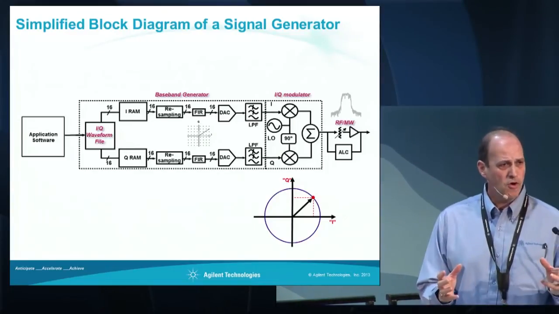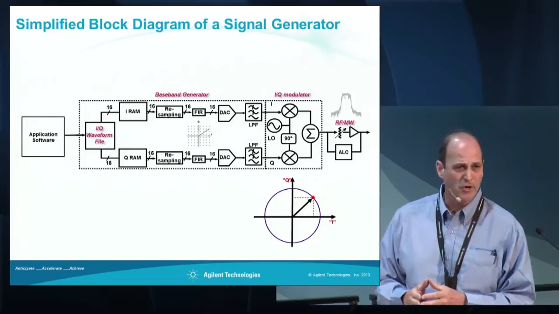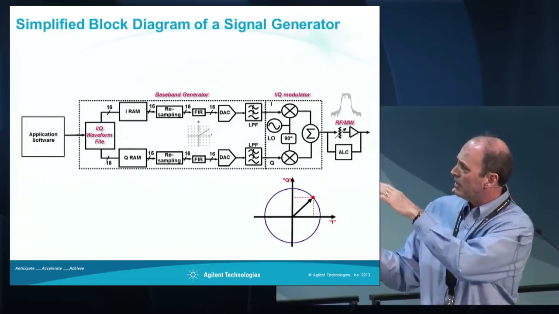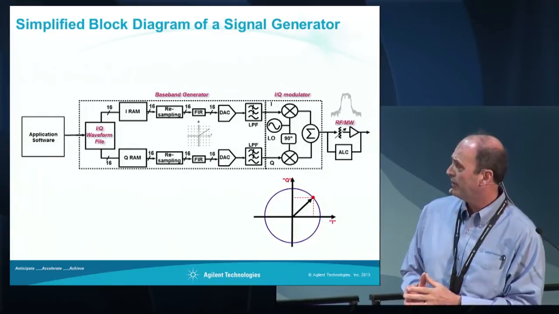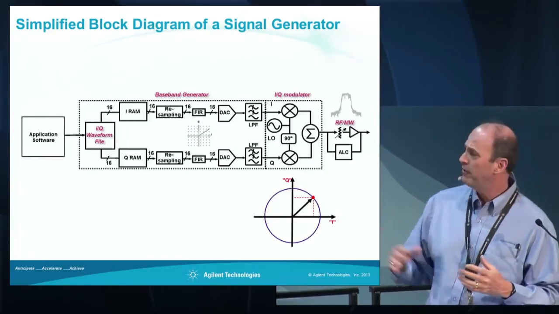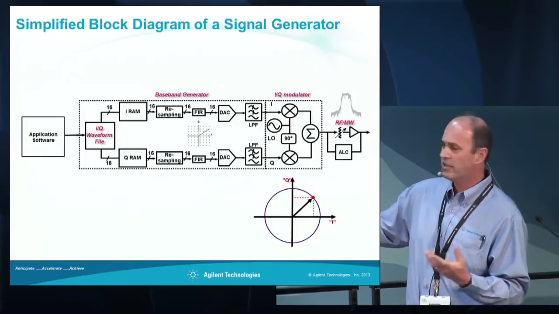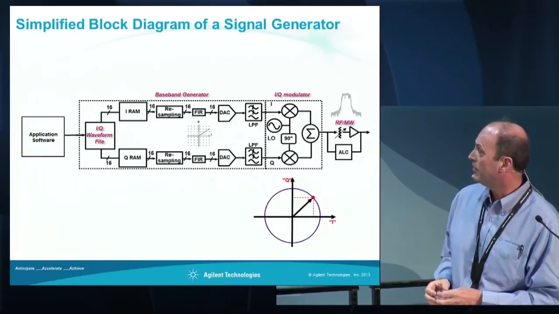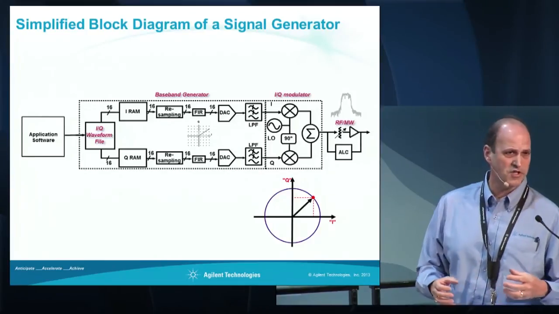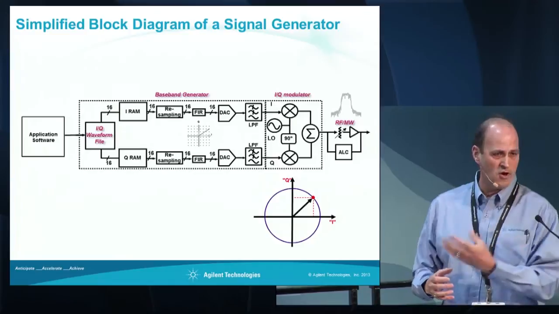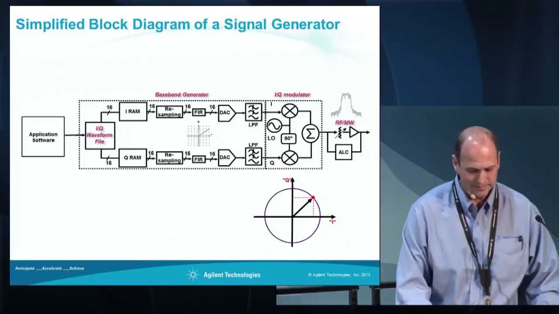You create a waveform of the signals you want, download that into memory. That's separated out into the I and Q branches of the baseband generator. So we would then filter those I and Q samples, go from a D to A converter to create an analog signal, filter it, and then use IQ modulation to modulate an RF carrier and generate the modulated signal at RF.